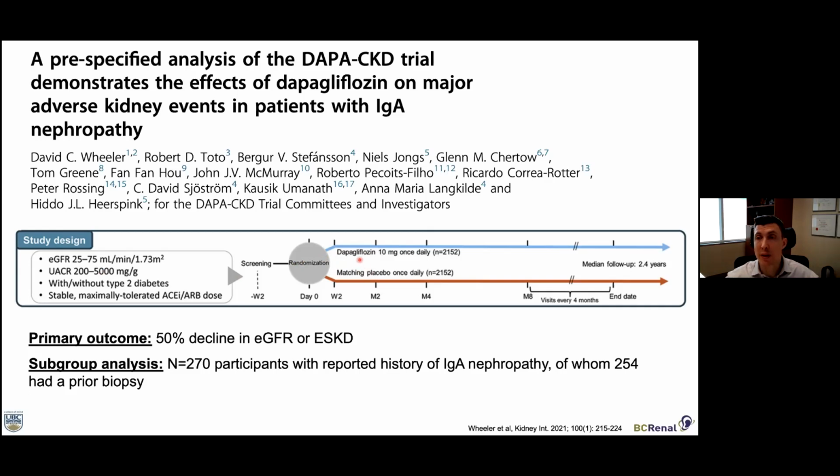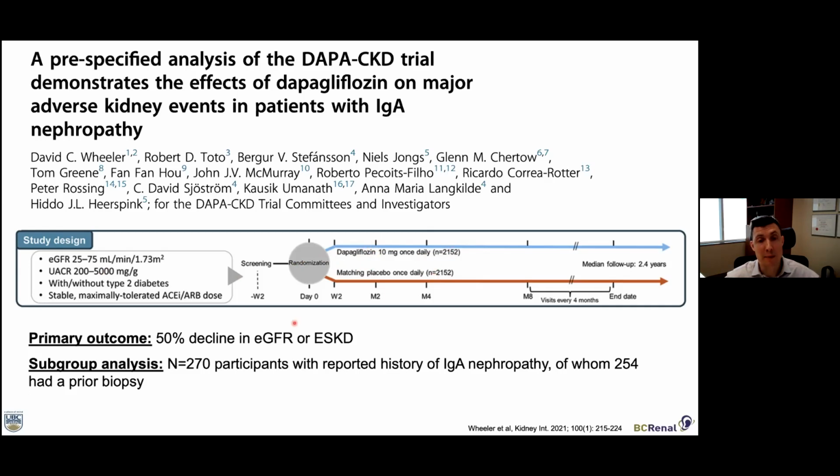So dapagliflozin is actually a diabetes medication in a class of drugs we call SGLT2 inhibitors. It turns out that you can give these medications very safely to people who do not have diabetes, and it doesn't lower blood sugar in these people, but there was a thought that it may actually protect and reduce the risk of CKD progression. So this was a very large trial. It included over 4,000 participants.